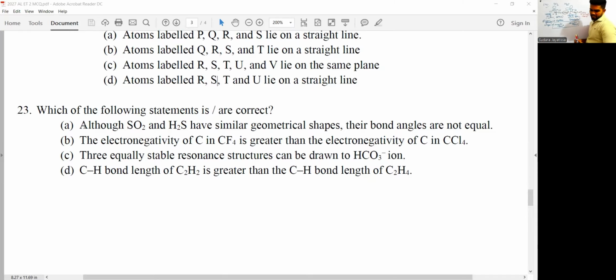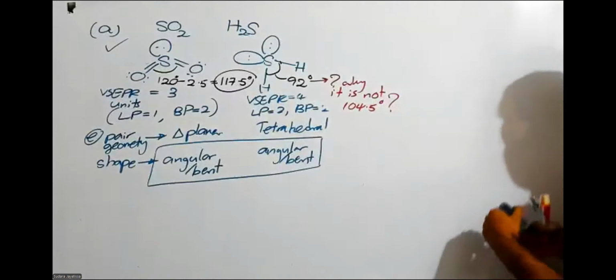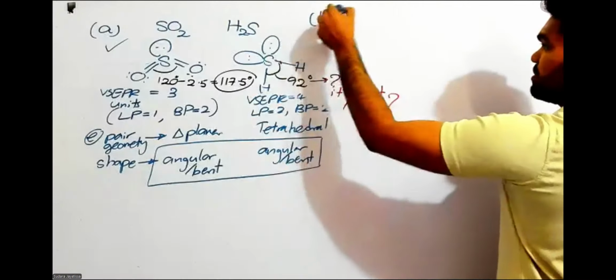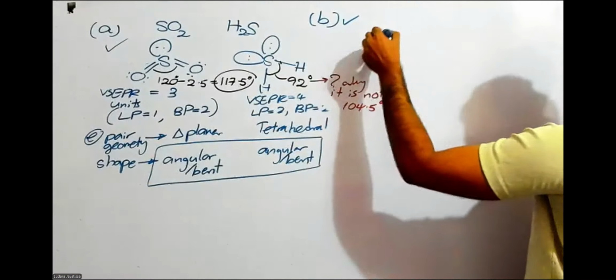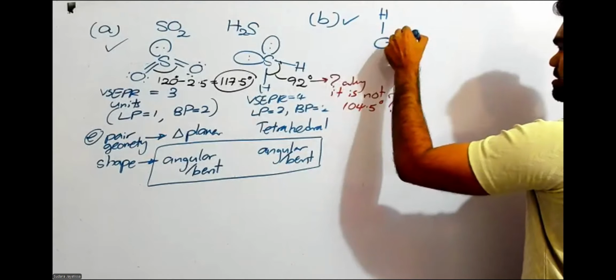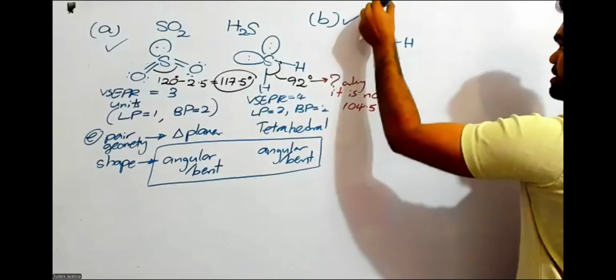Okay, look at the next statement. The electronegativity of carbon in CF4 is greater than the electronegativity of carbon in CCl4. CF4 and CCl4. So it's telling that CF4 electronegativity is higher. That is correct. Okay, I'll explain why CF4 electronegativity is higher. So it is fluorine.